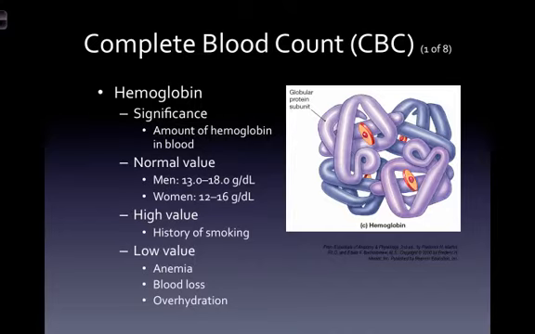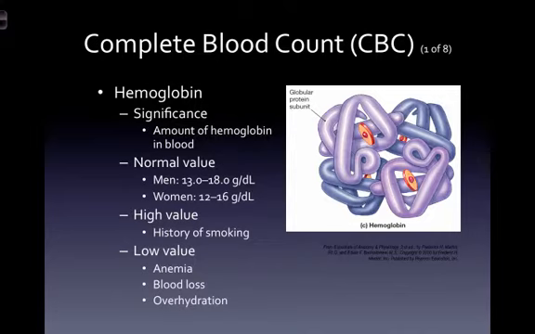High value, if you have a high hemoglobin, your body has compensated for something. So history of smoking makes you hypoxic. It generally gives people with emphysema polycythemia, one of the things that can occur. So if we see a high value of hemoglobin and hematocrit, and we'll talk about that value in a second, which would be the amount of red blood cells, then we are considering that the person might have a history of smoking and that their body has reacted to the state of hypoxia with polycythemia, which means more cells, more of the formed elements. Low value, anemia, blood loss, and then overhydration.